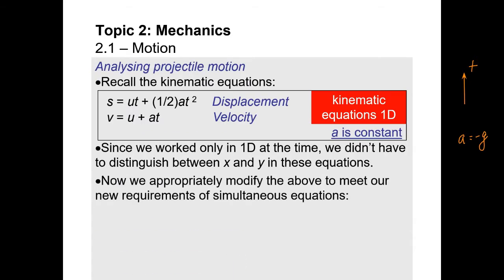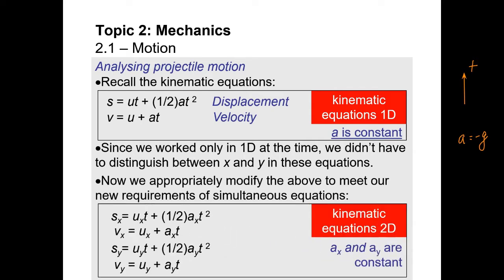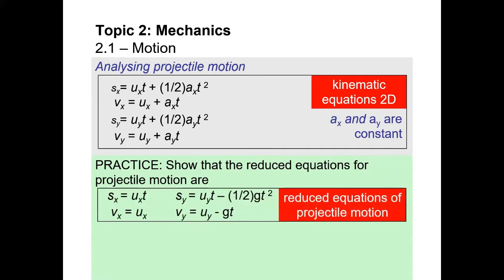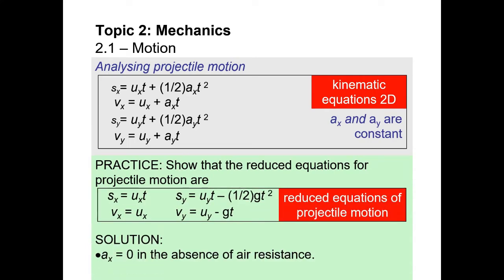Now we appropriately modify the above to meet our new requirement of simultaneous equations. Displacement formula. Let us write down x component and y component. Velocity formula. We write down the x component and y component. This shows that the reduced equations for projectile motion are: the acceleration in x component is 0, then these two equations.